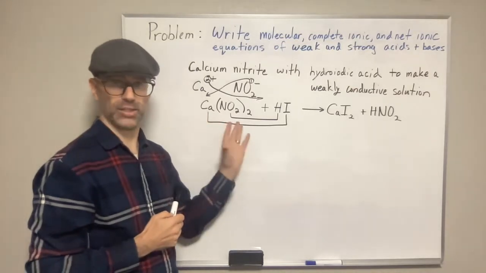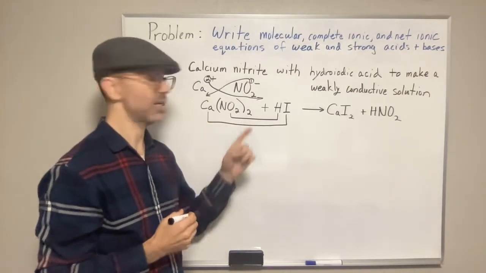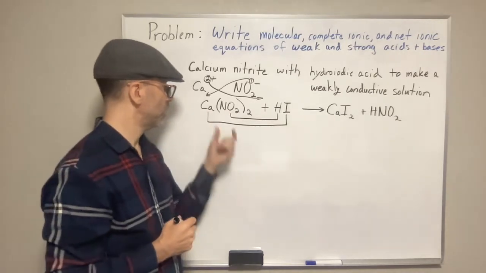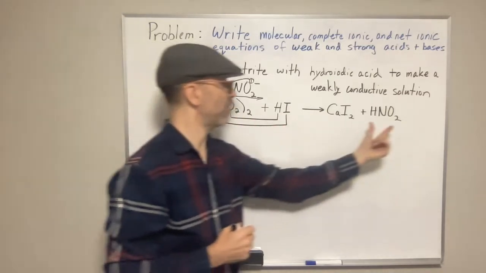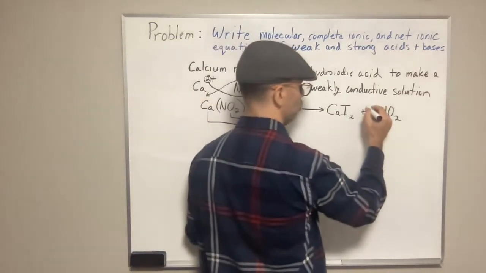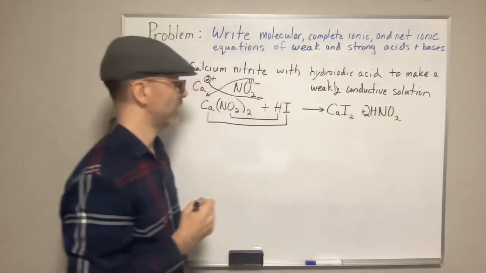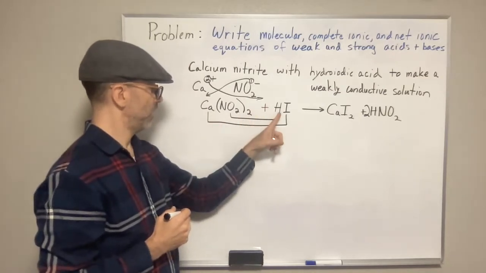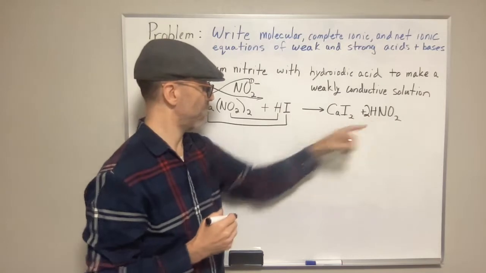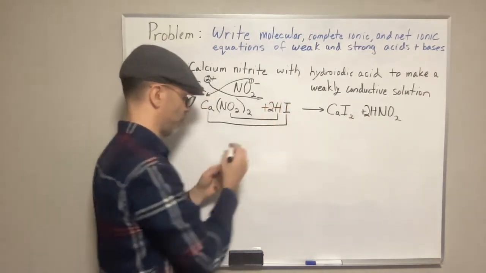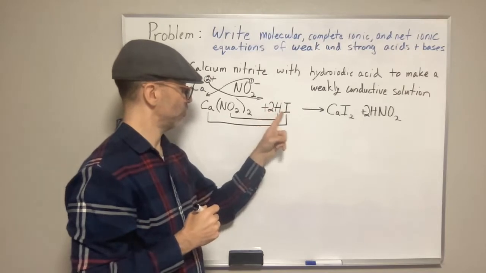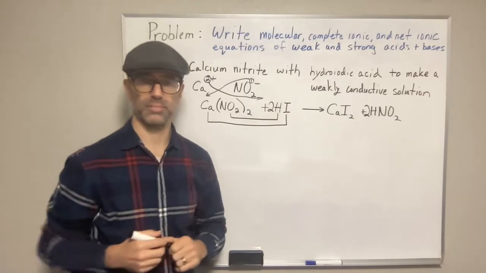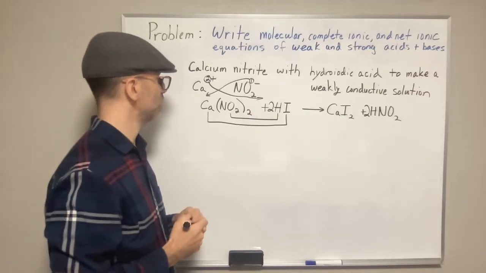Now I have my two products. Now all I need to do is balance the equation and figure out what the states of matter are. Here I have one calcium. Good. Here I have two nitrite ions, but only one nitrite ion there, so I'm going to need a 2 coefficient in front to balance that. Now I have two nitrite ions on both sides. Here I have one hydrogen, but now I have two hydrogen on this side, so I'll put a 2 coefficient there. Now I have two iodides and two iodides, so that's balanced. So now I have a balanced equation.